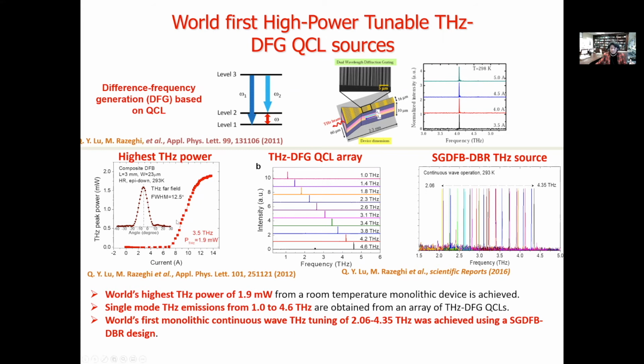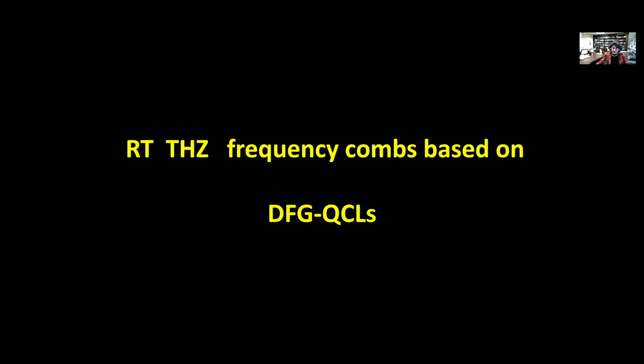And at the same time, the divergence is only 12.5 degrees, and we have single-mode terahertz emission from 1 to 4.6 terahertz from arrays of the terahertz DFG QCL. And we have the world's first monolithic continuous wave terahertz tuning from 2 to 4.6 terahertz, achieved using a sampled grating DFB-DBR design.